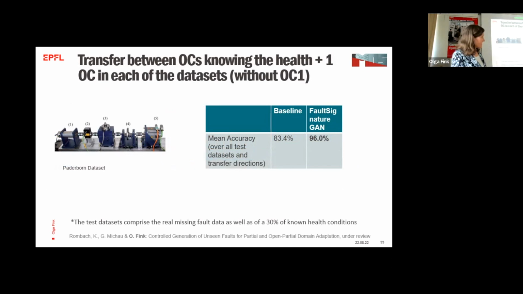So if we compare the performance and average it over all the transfer directions, the baseline now results in 83%. And if we apply the proposed fault signature GAN, it results in 96% accuracy on average over all the different directions. And here we could not apply the unilateral alignment, because this is really in both directions.